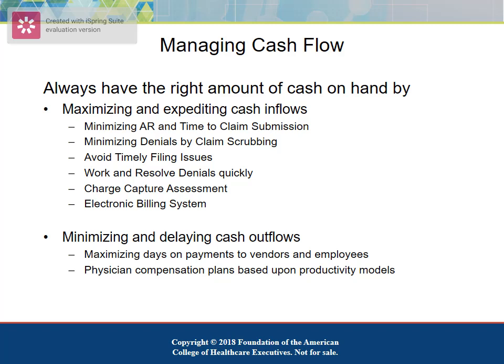And so when we scrub our claims, and this is something we'll talk a little bit about, electronic systems can help us to do that. We want to avoid timely filing issues. As I mentioned, if you start getting them out at 120 days, the payers might come back and say, no, timely filing, we're not going to pay this.